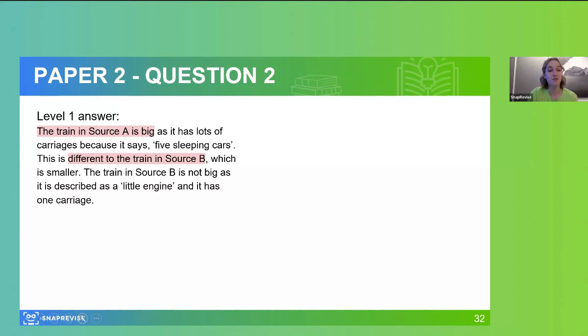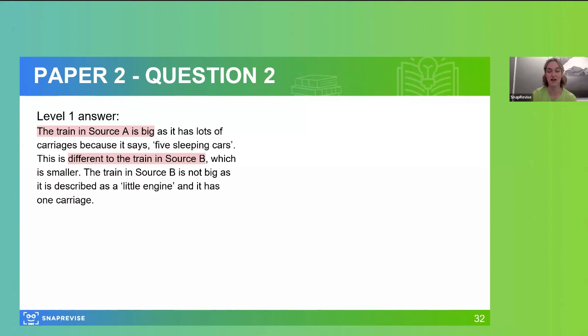A Level 1 answer for this question would be something along the lines of: the train in Source A is big as it has lots of carriages because it says 5 sleeping cars. This is different to the train in Source B, which is smaller. The train in Source B is not big as it is described as a little engine and it has 1 carriage. Yes, it shows that you understand and recognize that that is a difference. But apart from that, it doesn't really do much else.